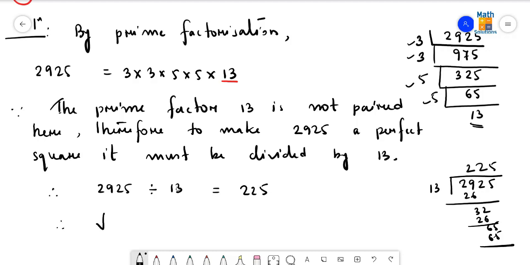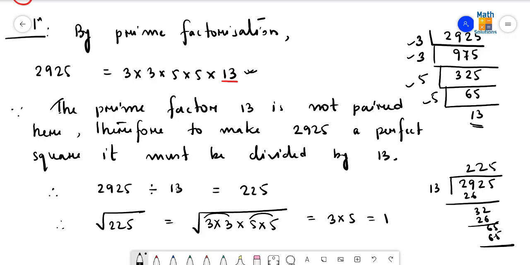Now let us find out its square root. 225 is equal to, just excluding 13, the rest of the terms we can list here, 3 into 3 into 5 into 5. So from each pair exactly one term we have to take out. 3 into 5, the result comes as 15. So this is the required answer for this part.